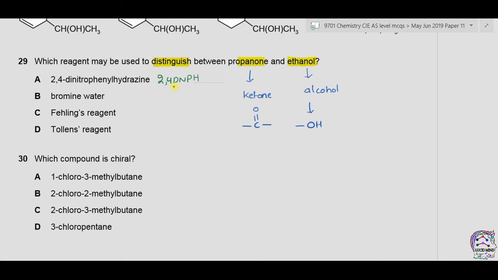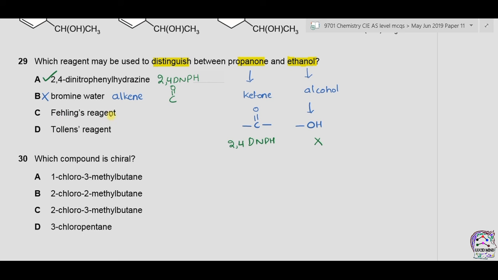and it can give positive results both with aldehyde and ketone because of the presence of carbonyl carbon. So therefore ketone will give positive result with 2,4-DNPH, while alcohol does not react with 2,4-DNPH, so therefore this can be used to distinguish between these two. B is bromine water, and bromine water can be used to identify alkenes. It cannot react with alcohol or ketone, so therefore B is incorrect.